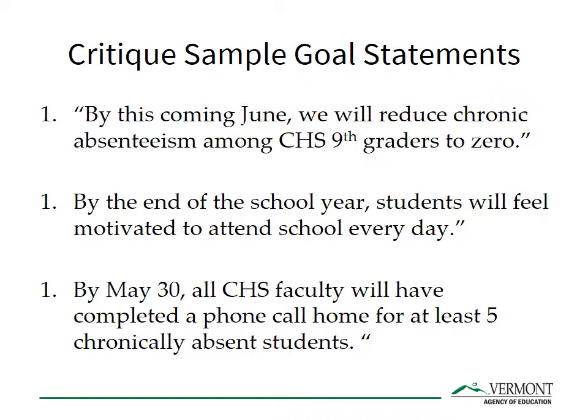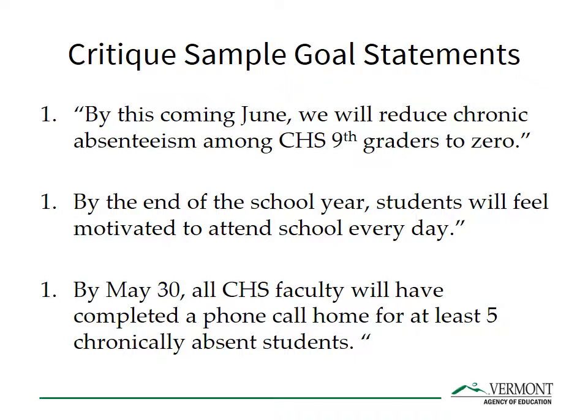Take a moment to look at these goal statements. Do they meet the criteria? Remember, the four main questions have to be answered. What will be improved? How much? By when? For what and whom? Let's look at example 1. By this coming June, we will reduce chronic absenteeism among CHS ninth graders to 0. What will be improved? A reduction in chronic absenteeism. How much? 0. By when? This coming June. For what or whom? CHS ninth graders. This goal meets the criteria.